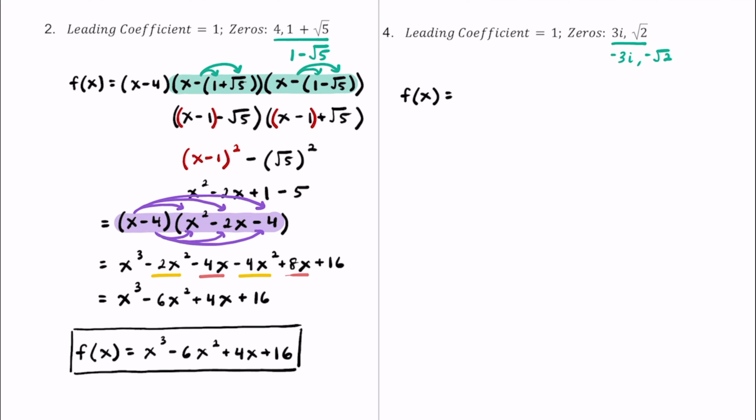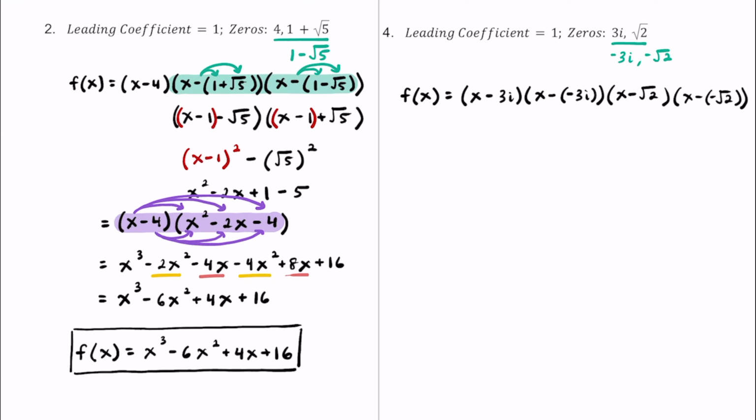So we have f of x is equal to, and then we're going to have x minus, let's maybe do the imaginary ones first or complex ones first. So we have x minus 3i, we'll start with that one. Then for our next one, we'll have x minus a negative 3i. Okay, so we're going to subtract each time. And then we're going to have another one where we have x minus the square root of 2. And then finally, we're going to have x minus, and then we'll put the negative square root of 2 in parentheses here.